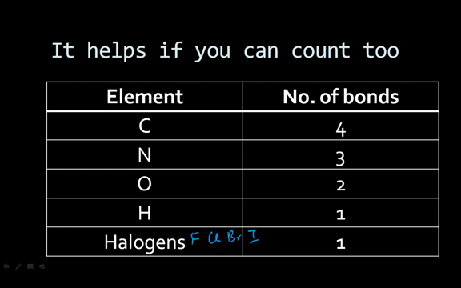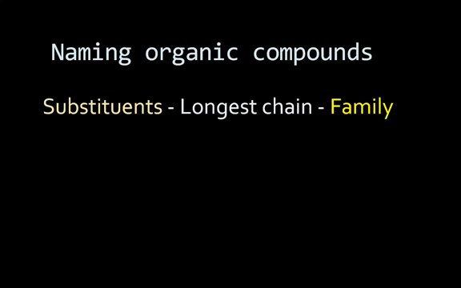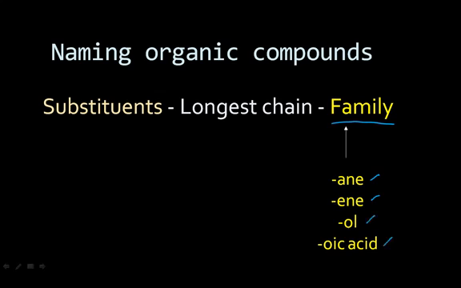Now, after you can draw the structures, you need to be able to name them correctly. There are some rules to naming organic compounds. Every organic compound name has 3 parts. The first part is the family name, or rather the end of the name is the family name. That is your homologous series names. You have your alkanes, your alkenes, your alcohols, and your carboxylic acids. These are the 4 that you learned this year, and of course there are many more which you will learn next year.